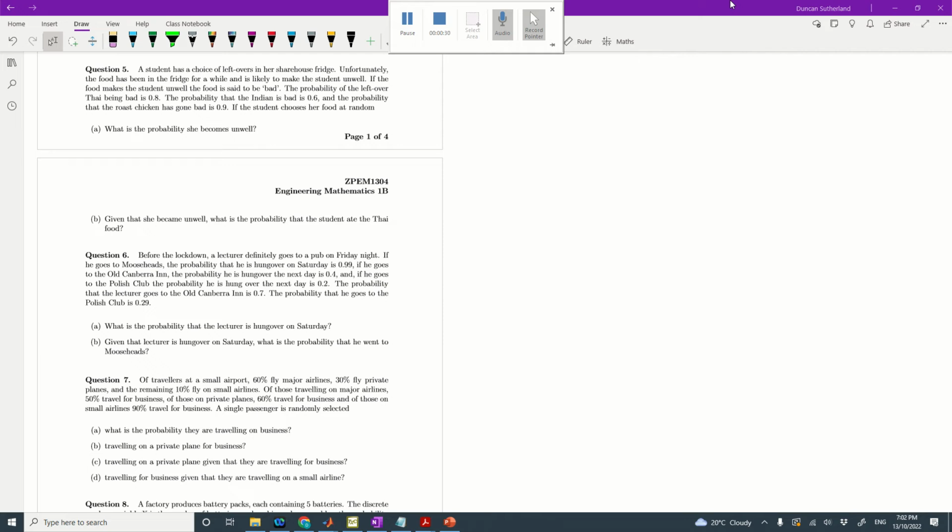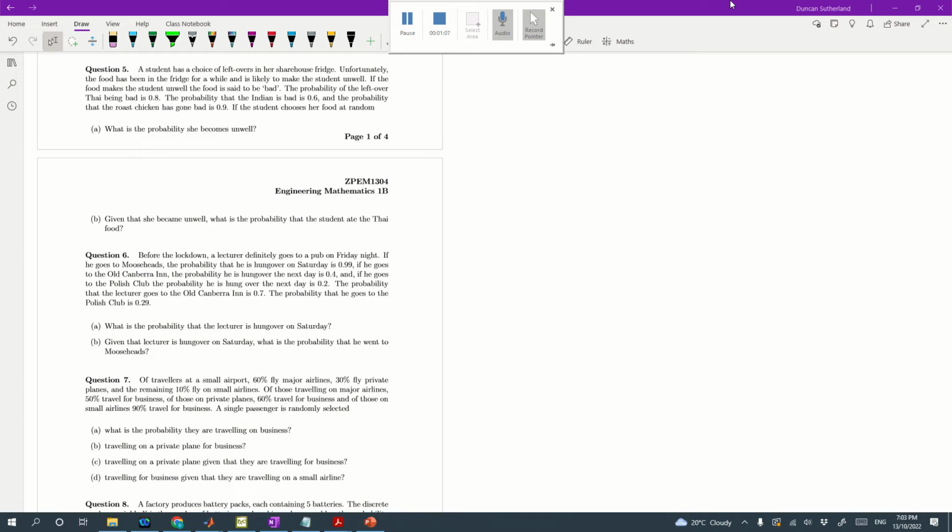So we've got some setup of dodgy food in a fridge. The probability that the leftover Thai food is bad is 0.8. The probability that the leftover Indian food is 0.6. And the probability that the roast chicken has gone bad is 0.9. And our student chooses their food at random. So we've got a 1/3 chance of choosing any of these 3 dishes.